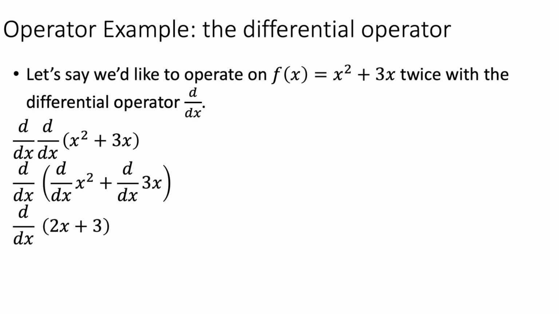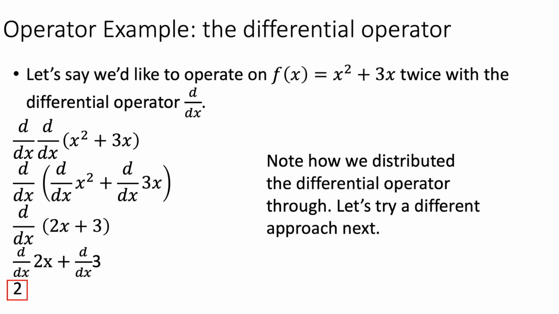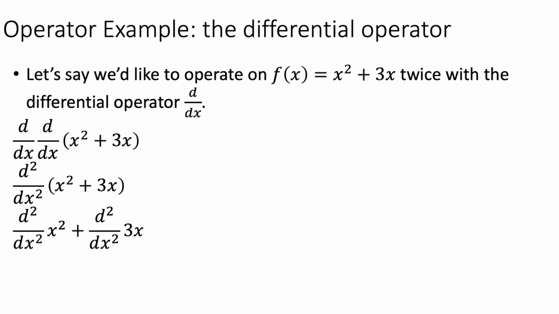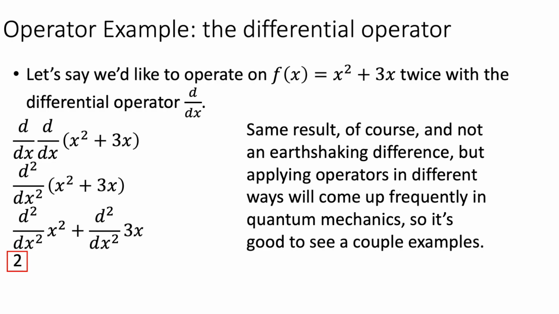So let's bring that one in. Let's distribute that operator through. Now we're taking the derivatives of each, the 2x and the 3, and that's going to give us an answer of 2. Again, note that we distributed the differential operators one at a time. But could we maybe have just operated on the second operator with the first one? Sure. If you operate on d/dx with d/dx, you get d squared/dx squared, and that is the second derivative operator. So now we're just going to apply a second derivative to the function. We distribute that through, and again, we get the same answer.